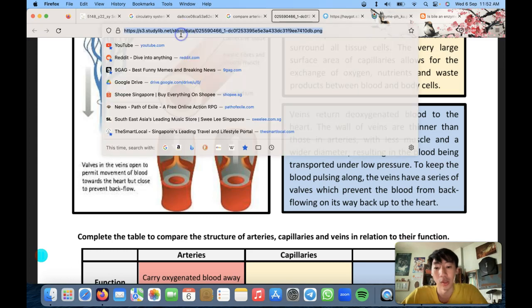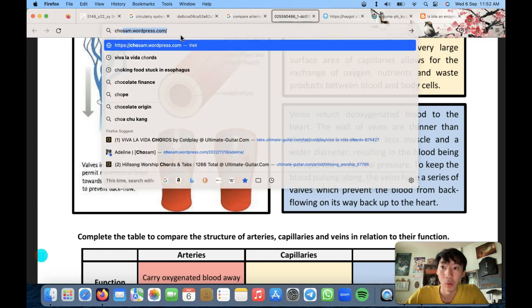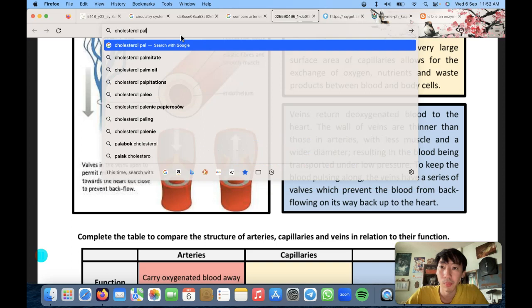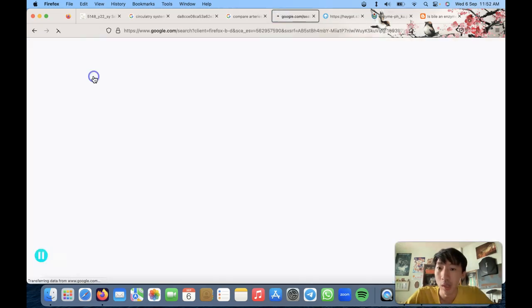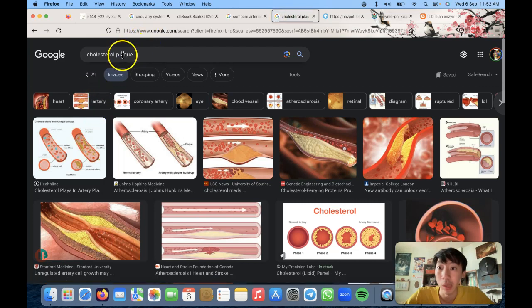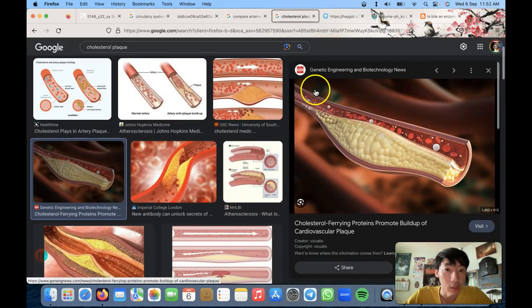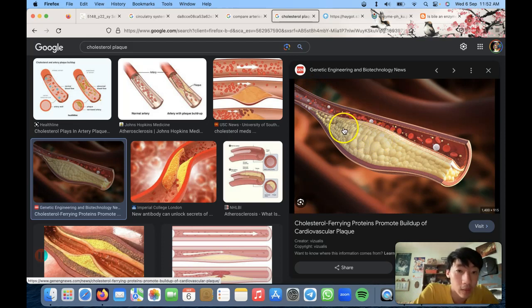So let's search cholesterol forming plaque. Now the spelling for plaque is a bit tricky, so please get this correct. P-L-A-Q-U-E, plaque. So let's see what's happening here. This is a good picture. We see that this is your cholesterol. It's hardened already. It becomes plaque.